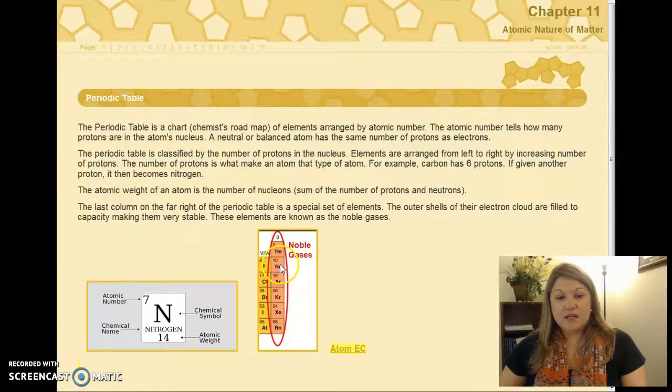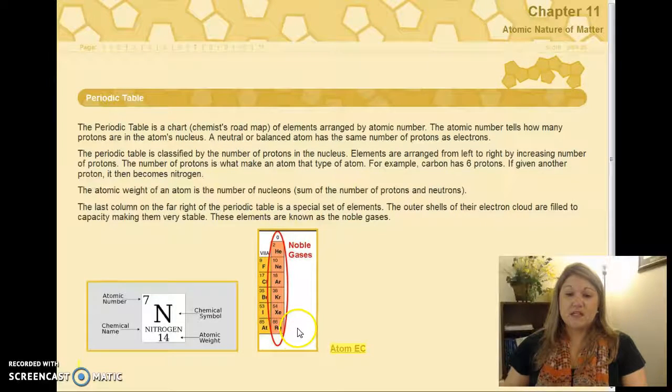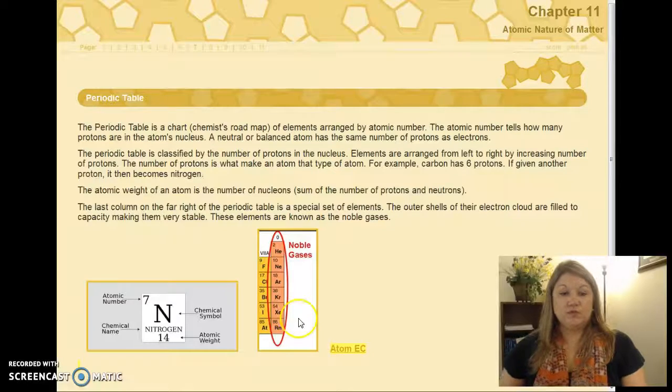Now this far right column on your periodic table is a special set of gases. They're called the noble gases. What makes them so special is that their electron cloud is full. That means it's really hard to exchange an electron with another element, so they are the most stable. That makes them special and unique.